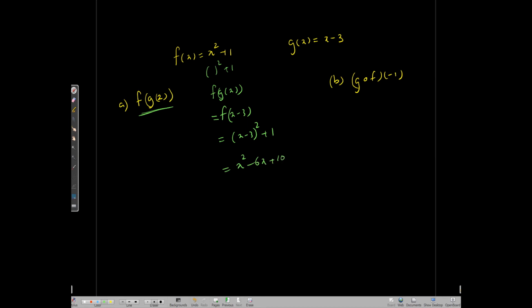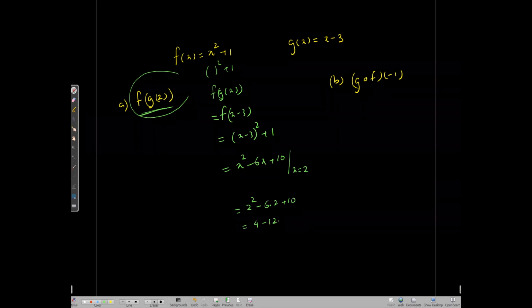And when I apply this to find f of g of 2, what I need to do is put x equal to 2 in this one. So I get 2 squared minus 6 times 2 plus 10, which is 4 minus 12 plus 10. I'm getting 14 minus 12, which is 2. But this is the longer way.